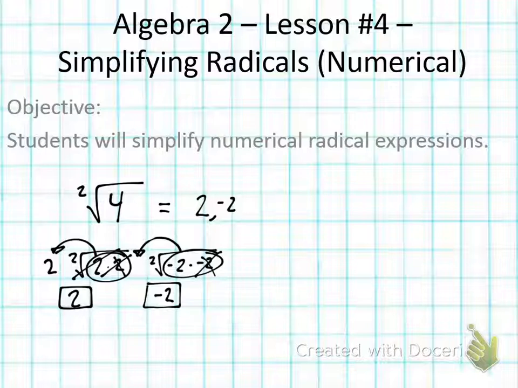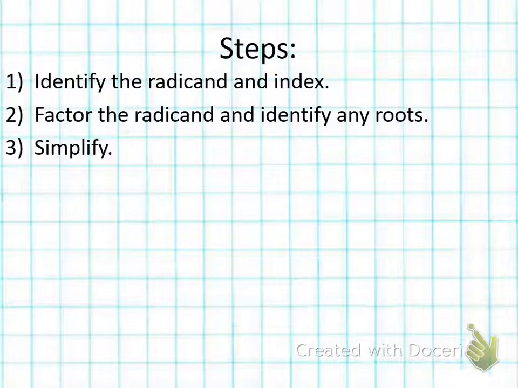All right. Anyways, that's a simple way of doing that. So that's what we're looking at. Here are the steps. 1, identify the radicand and index, very important. 2, factor the radicand and identify any roots. And 3, simplify. Okay, so here we go.